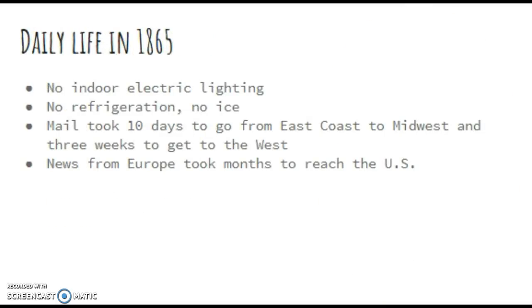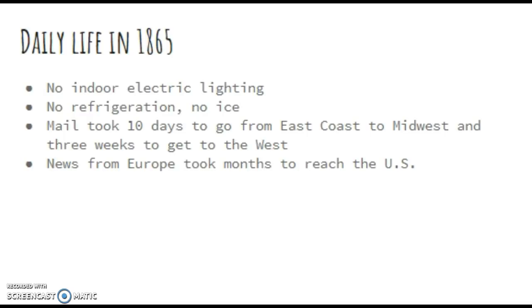Alright, so daily life in 1865. There was no indoor electric lighting. We had no electricity in 1865. So typically people got up when the sun was rising and went to sleep when the sun went down, unless you had a lot of money and you could afford oil lamps or candles, then obviously you could use those at night. There was no refrigeration and no ice unless, again, you had a lot of money because it was very expensive to get ice. You actually had to cut out a piece of ice from a frozen pond and then store it in an ice house to use later on.